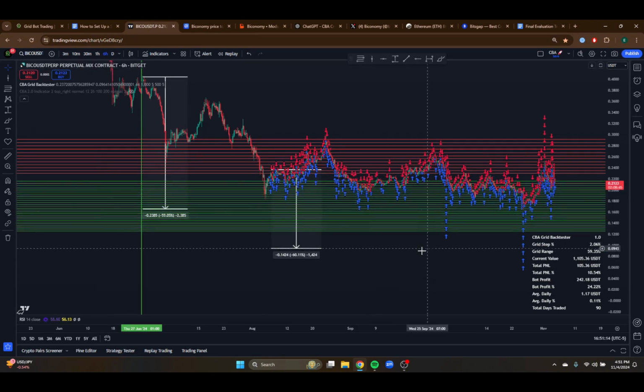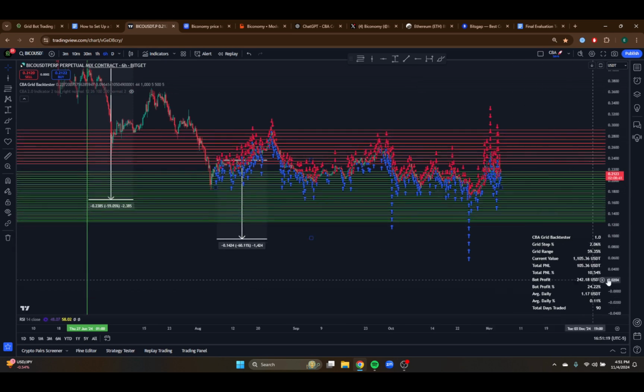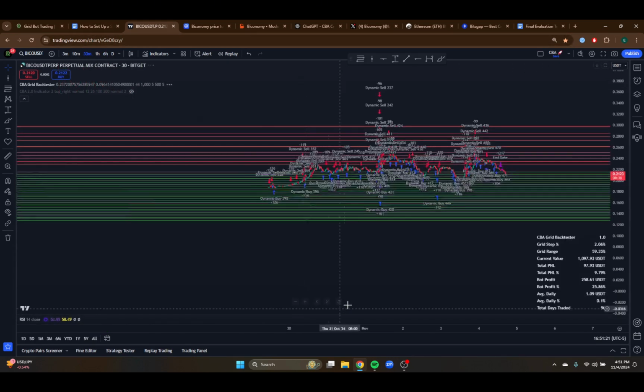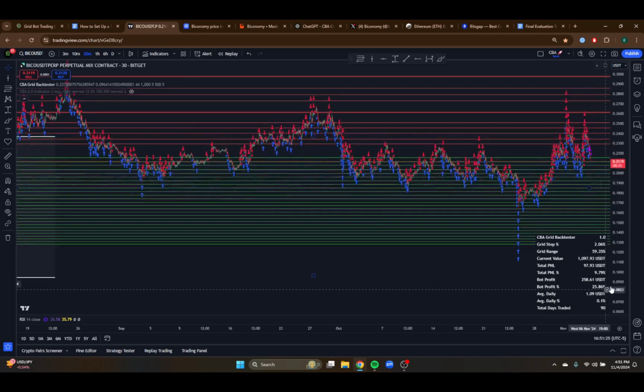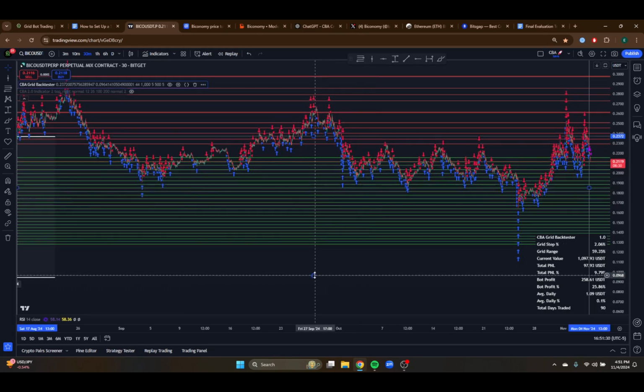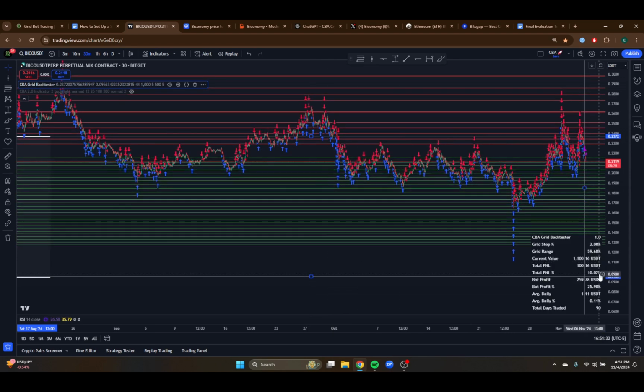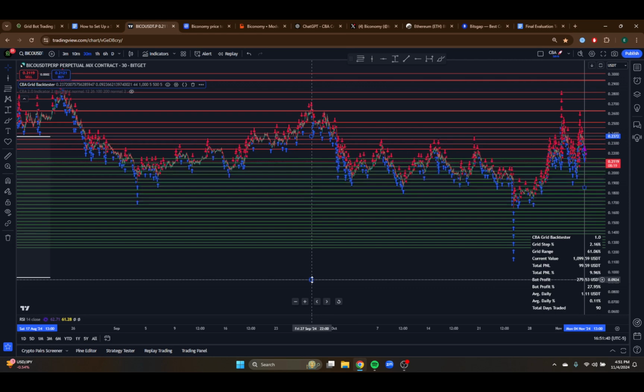But as soon as you are done with this, when it's time to look at the data, you need to go back to the 30 minutes. What we see here is that we can see with a 60% grid range, right? It's just time to decrease it slightly. We can see a 10% in PNL, 25% in bot profit, and a 0.11% in bot profit.